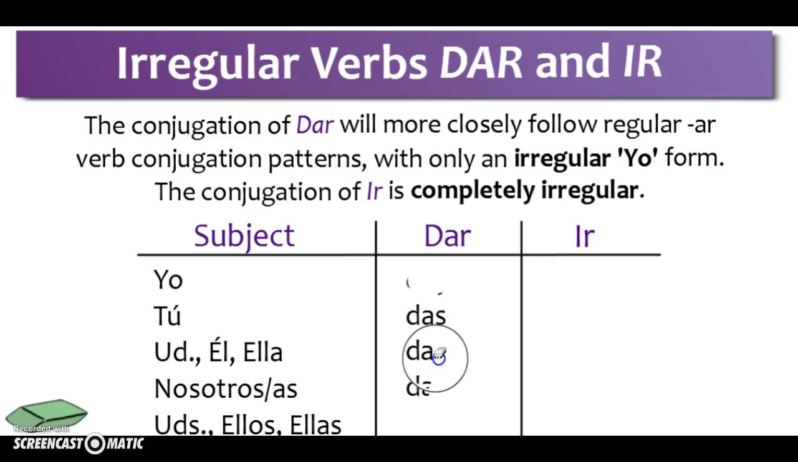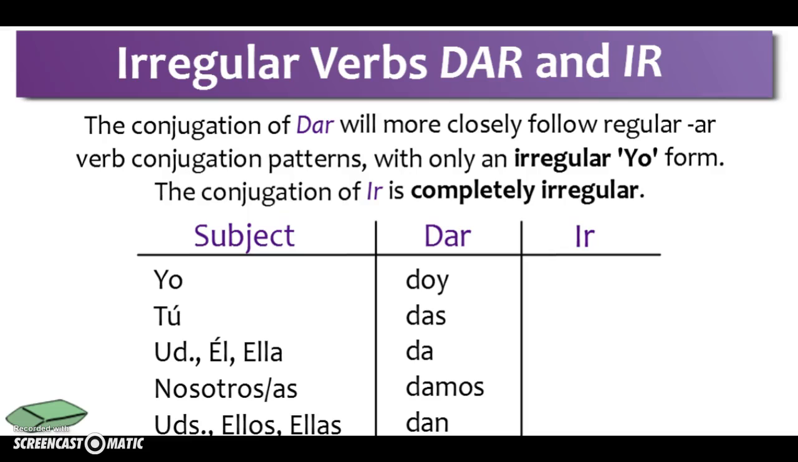Usted, él, and ella, da. Nosotros and nosotras, damos. And ustedes, ellos, and ellas, dan. So I said it was an irregular verb, but this part of it looks pretty regular. Yo is a little bit more irregular. We take off the AR, we have our D, we add the O as we often will for a yo conjugation. We also add a Y. So our full conjugation for dar in the present tense is doy, das, da, damos, and dan. So as I said, a pretty regular, irregular verb with just an irregular yo.